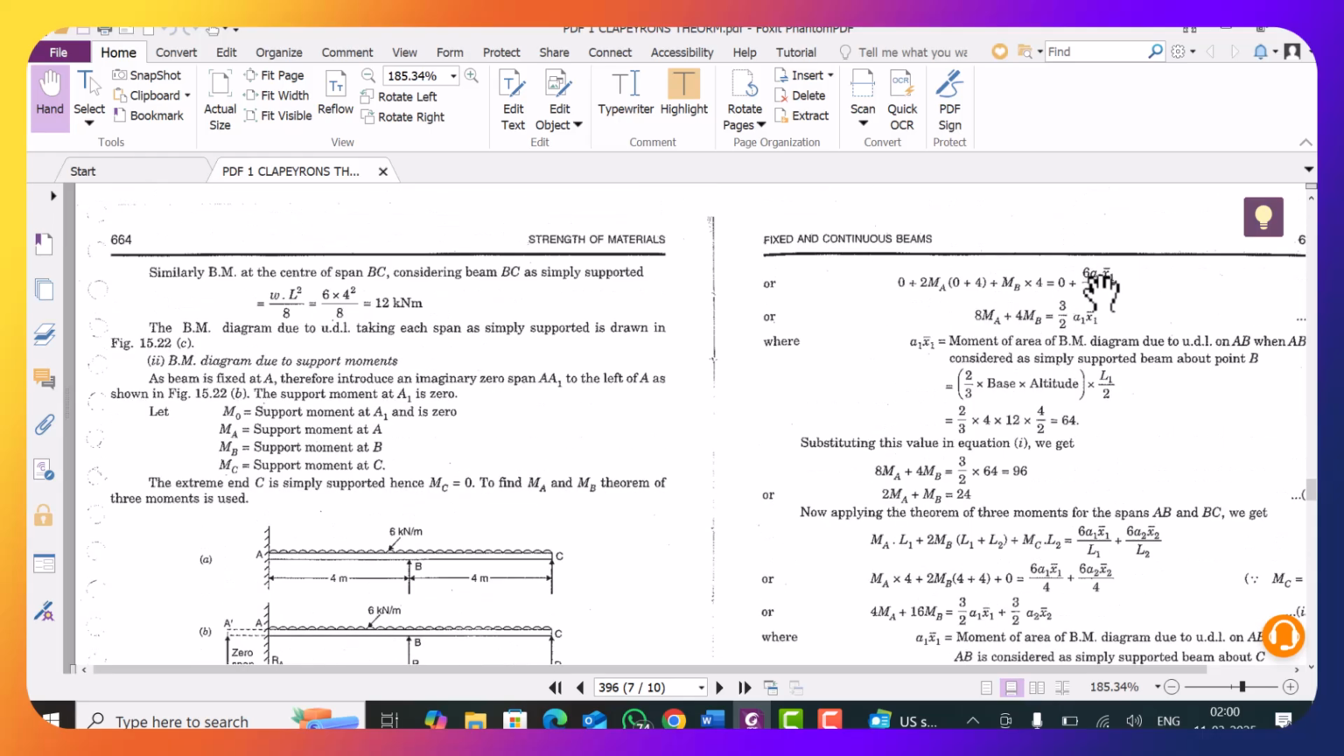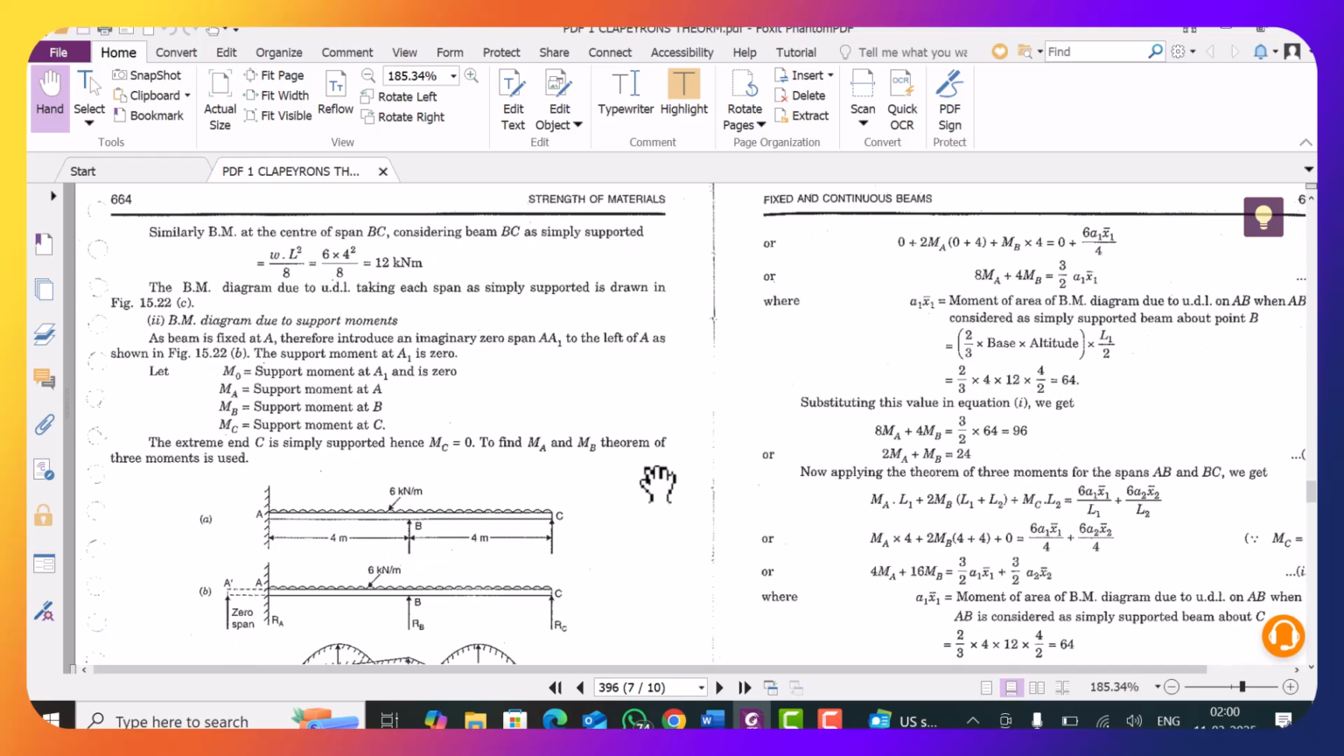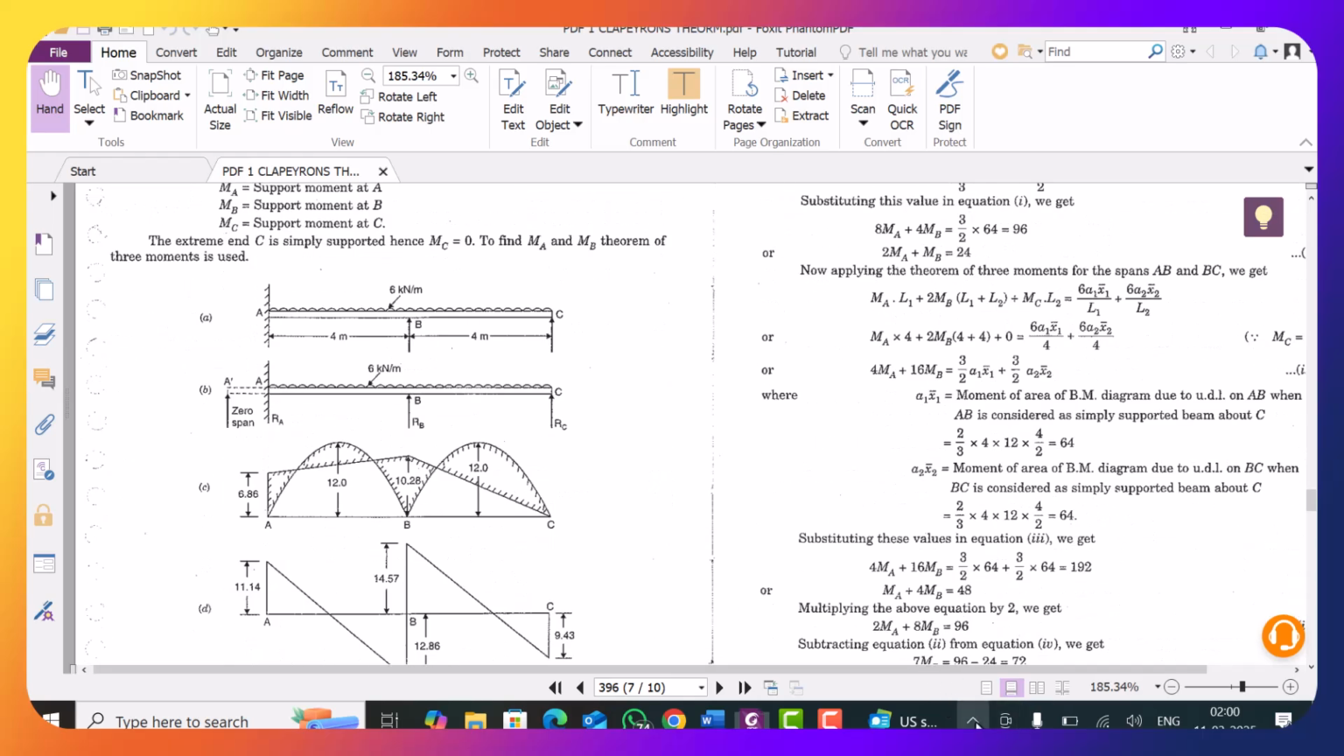So A1 x1 bar will be equal to, x1 bar is the distance of the centroid from B, because we are considering span A dash AB. So this distance will be equal to 4 divided by 2, that is equal to 2, because we are considering only this span.